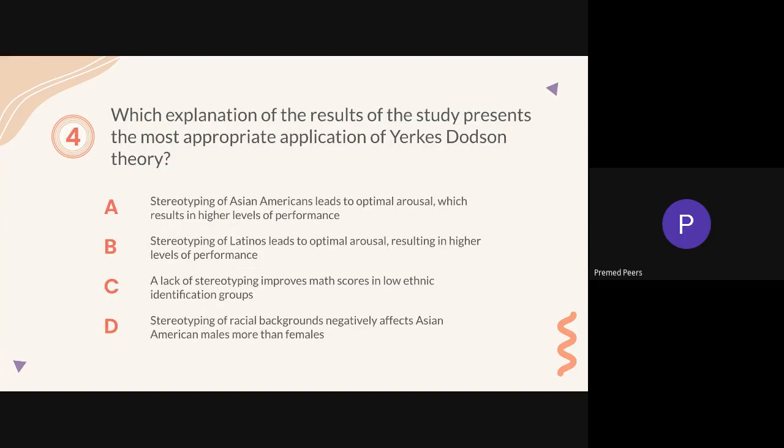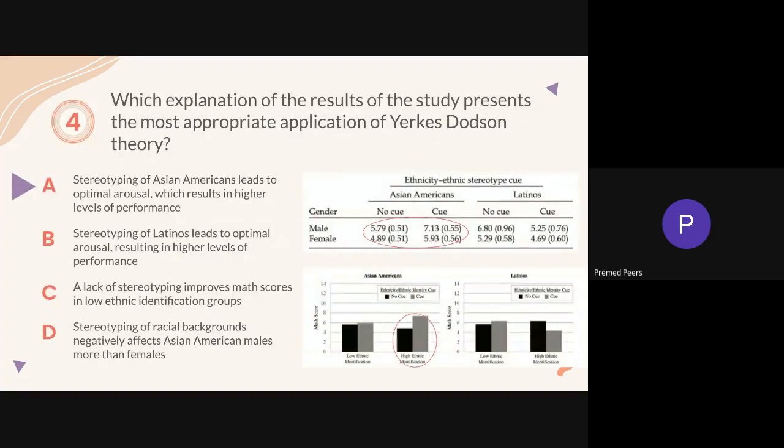Question 4, which explanation of the results of the study presents the most appropriate application of Yerkes-Dodson theory? The correct answer is A. The Yerkes-Dodson theory tells us that performance increases with arousal up to a point. When the person is too aroused, the performance will drop. In figure 2, we're shown that Asian Americans perform better when they're given the stereotype cue. So this fits with the Yerkes-Dodson theory because these students are aroused by the stereotype, so they'll perform better.